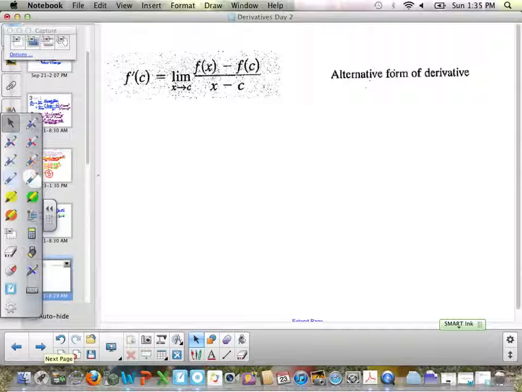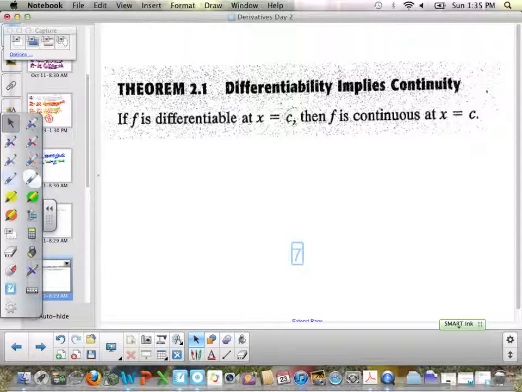The only difference between this definition and the other definition is there's no delta x here. All right? So let's put that on the back burner for now. We'll come back to it.